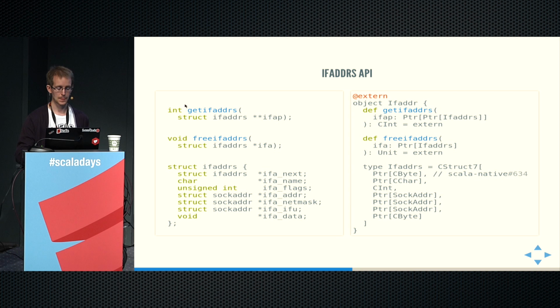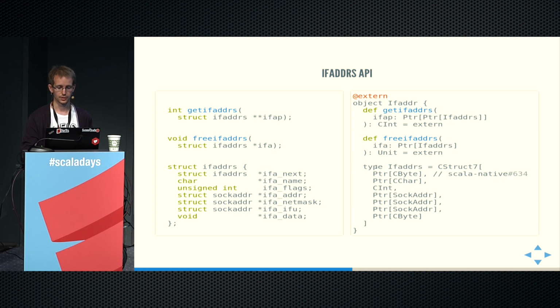And to retrieve the interfaces, we have this function that will also allocate some memory to hold the interfaces, and the free function that will free the memory allocated for the interfaces. Again, in Scala, we define an external object, so nothing new here. We have the two functions, and we simply translate the signatures.